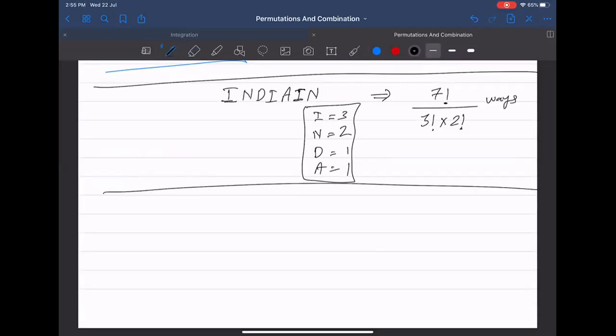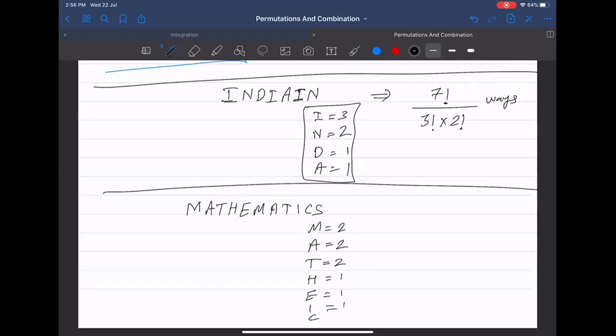Now let's take a very hard word. Okay, let us do this. How many M's? 2. How many A's? 2. E is also 2. H is 1. I is 1. C is 1. And S is 1.